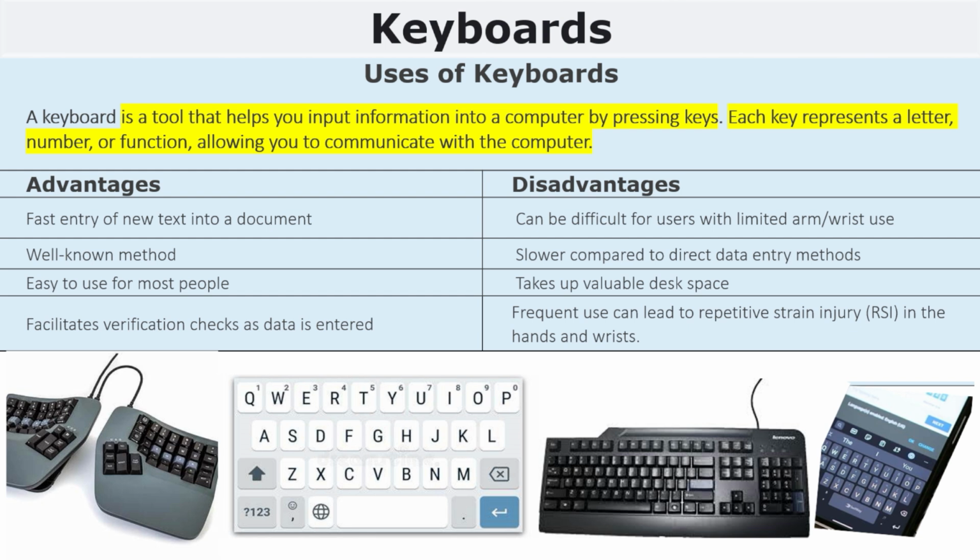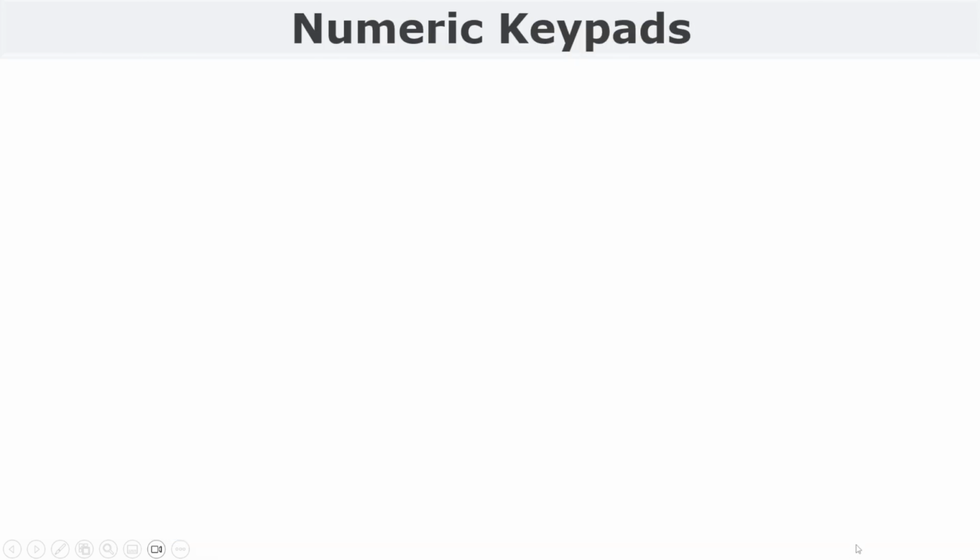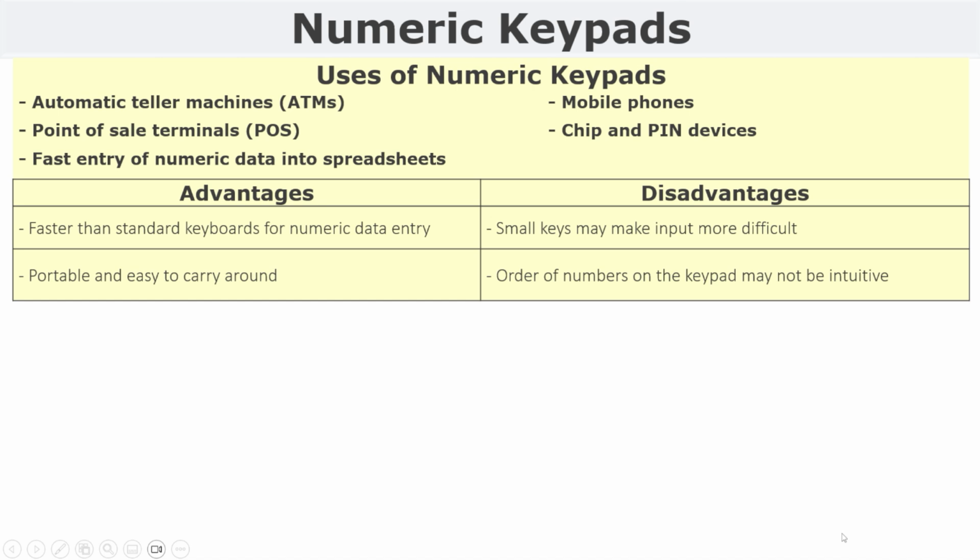Now, here are some examples of a keyboard. This here is an example of an ergonomic keyboard, this is a standard keyboard, and this is the keyboard that we find on our phones. Numeric keypads are basically used for entering numbers and are mostly found on ATM or point of sale devices or terminals. On your mobile phones and calculators, we find numeric keypads, and we use them to enter numbers.